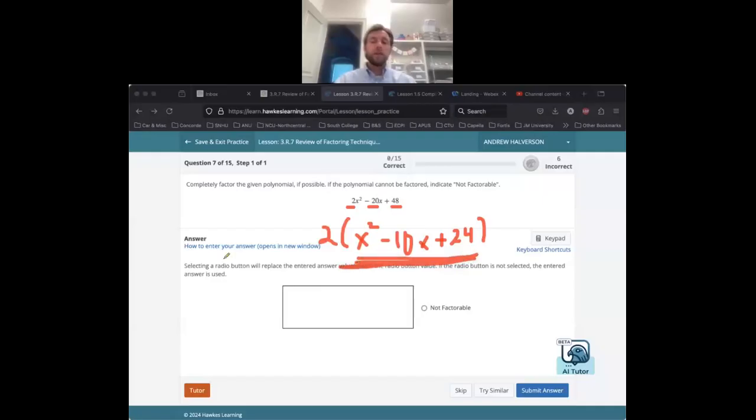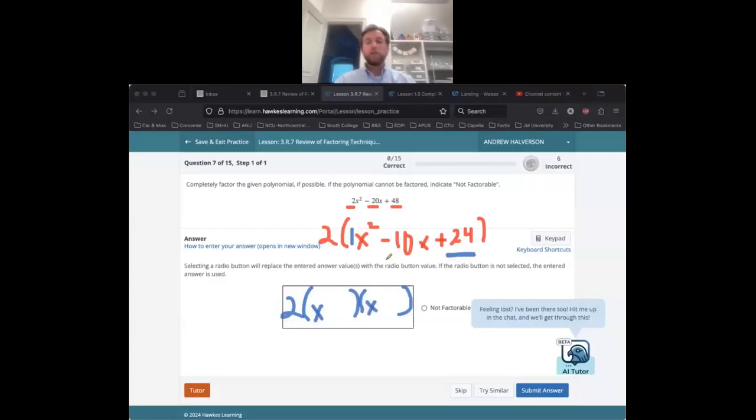Now you ask yourself, can the inside be factored further? Well, how would we do it? It's got 3 terms, and the leading coefficient of that trinomial is a 1. Oh, so I apply my method. Empty parentheses, x is in front, and I look for factors of positive 24 that add to give me negative 10. And those factors would be negative 6 and negative 4.